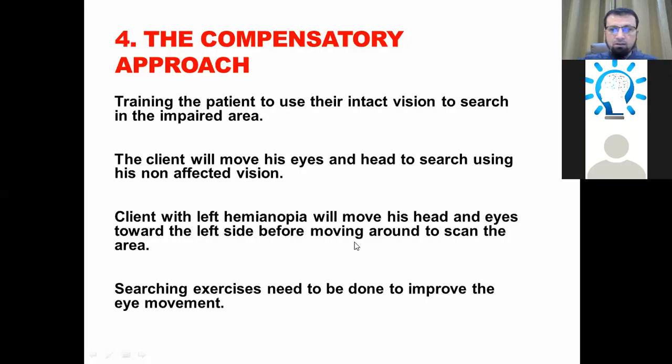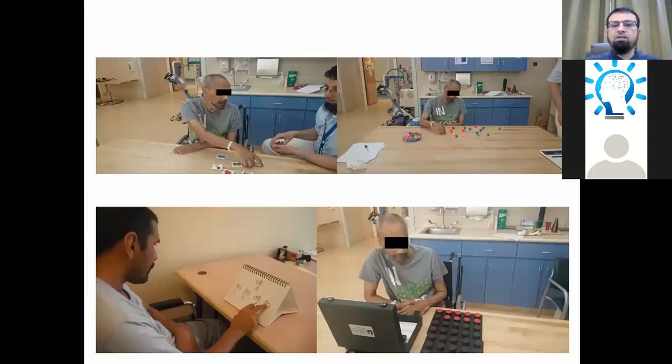So they will be ensuring that they are moving the head to the affected side. What we need to do is searching exercise. We train the patient to search. Don't say that the patient's visual ability is good. No, patients with visual field problems need to compensate for this problem. So they need to do a lot of searching exercises on the affected side. So you need to do a lot of exercises.